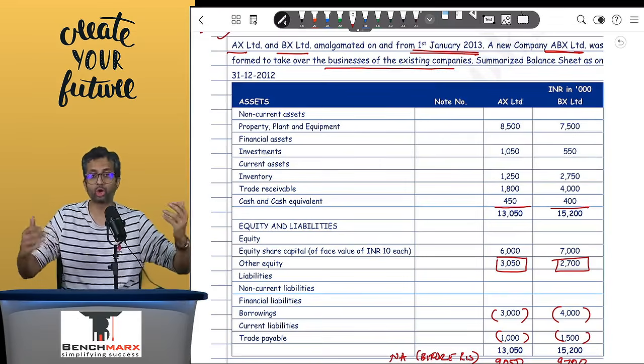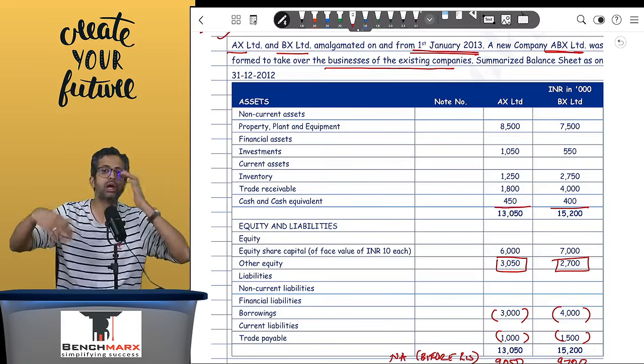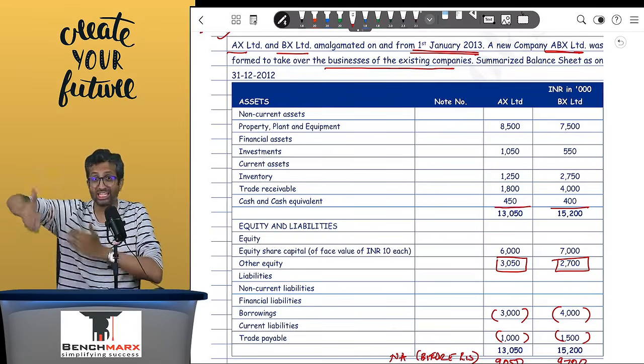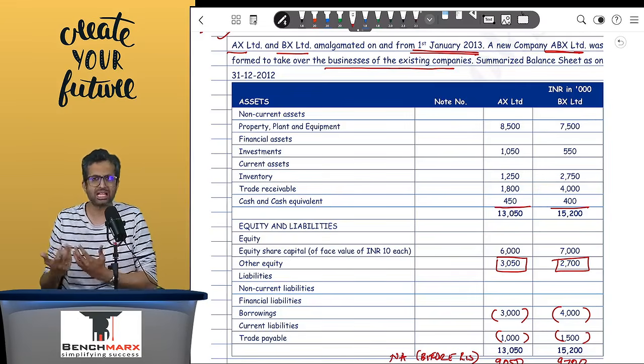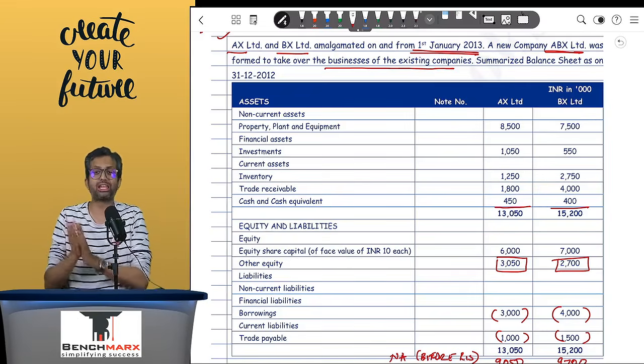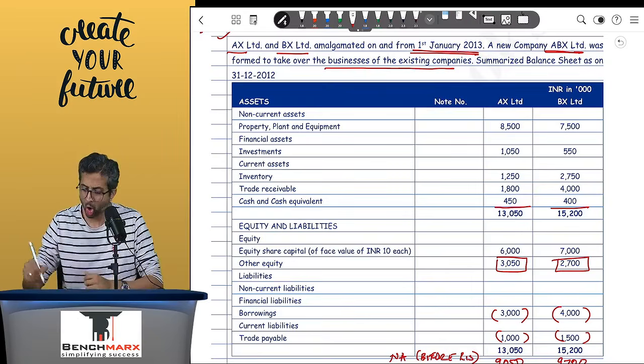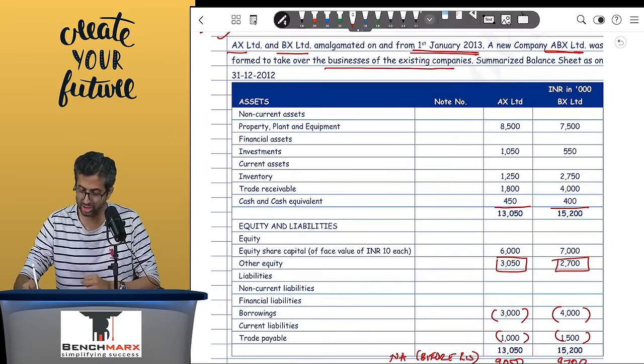But will there also be a capital reserve? The answer is no. You can do the workings, but what happens is, exactly what you are taking over, that much are you issuing as consideration, and as a result there would be no difference overall, and hence there is no separate capital reserve. All you have to do is just take the totals over here.